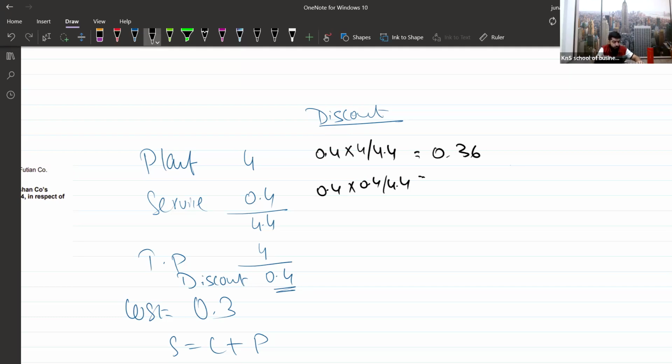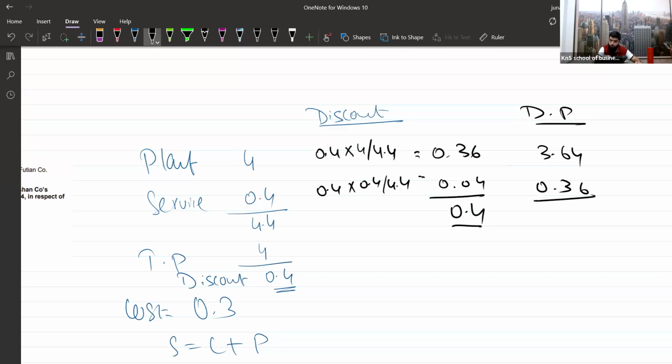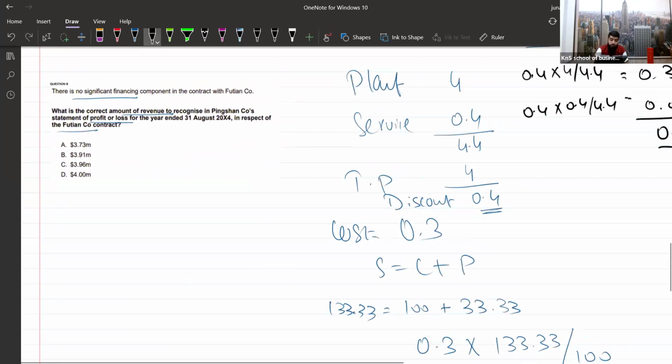And for the service, 0.4 multiplied by 0.4 divided by 4.4. So it's 0.03 million, or you can make it 0.04. So 0.36 plus 0.04 will make a total discount of 0.4 million. Now the discounted price for plant is 4 minus 0.36, which makes 3.64, and for the service, 0.4 minus 0.04 is 0.36. Now the total amount, 3.64 plus 0.36, will make 4 million. That is reconciled. Now, what is the requirement?